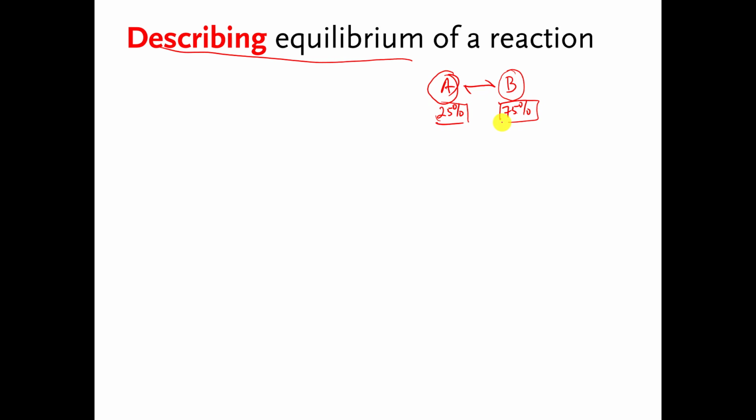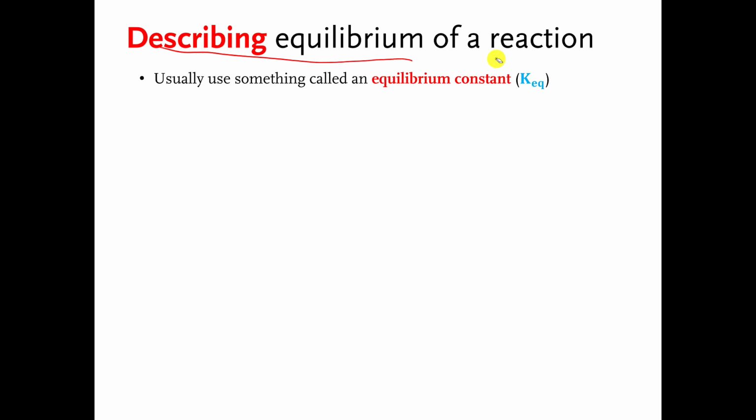We want a way of describing what the equilibrium situation is for our chemical reaction, and we want a way of describing it with a number so that we can compare it to other chemical reactions under different conditions. And there is a way that it's done. This is the standard way, and there are a number of good reasons for this, but we're not really going to go into the good reasons for it. The way that people describe the equilibrium of a chemical reaction is to use something called an equilibrium constant.